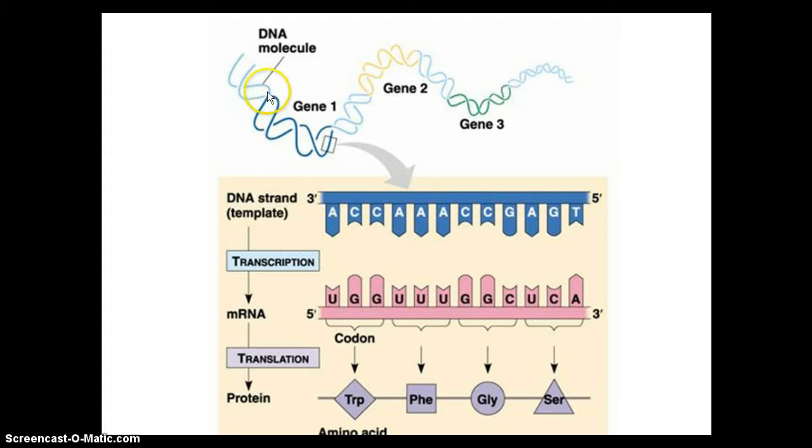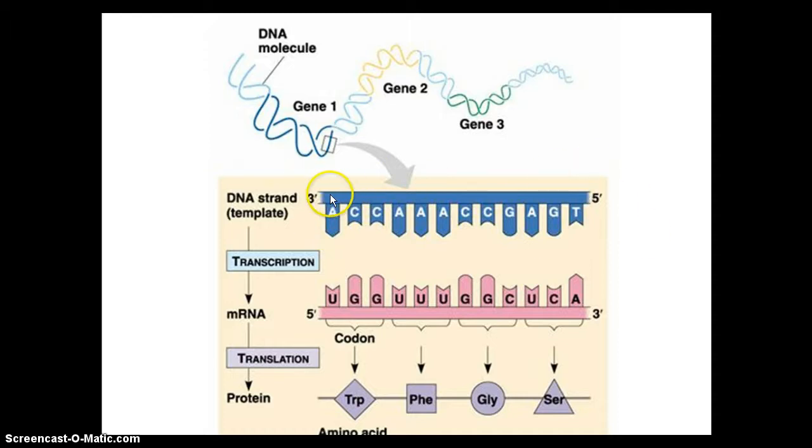Remember that the DNA molecule is where the gene is located. And a gene is a segment of DNA. It's a piece of DNA that codes for a protein. And you know that proteins are amino acid chains. So we have a DNA template, in other words, a DNA pattern: A, C, C, A, C, C, G, A, G, T. These are DNA nucleotides. These letters are the nitrogen bases that are on the nucleotide.